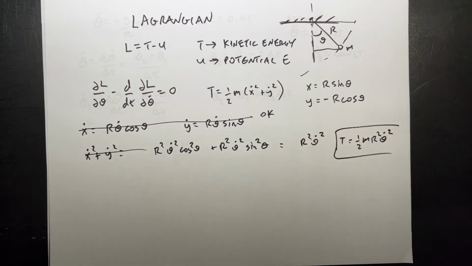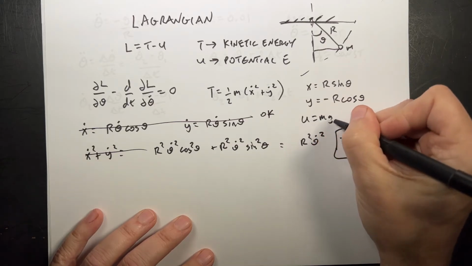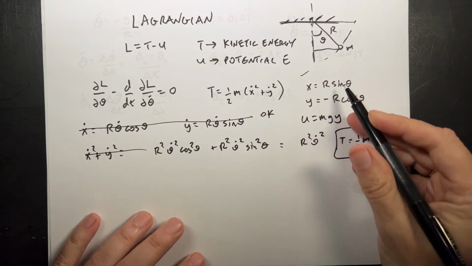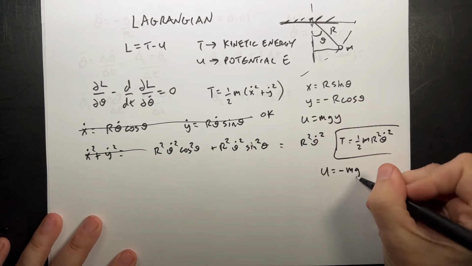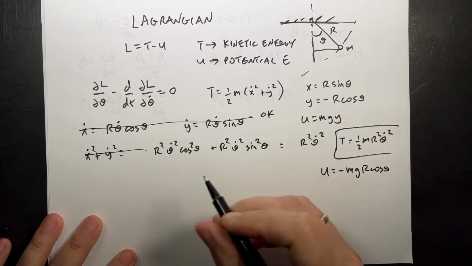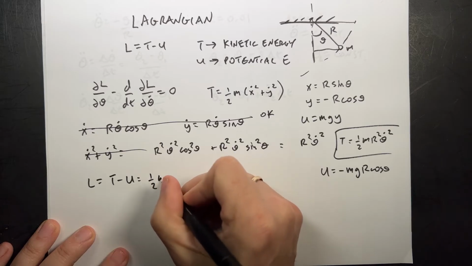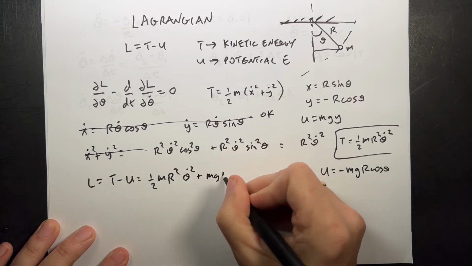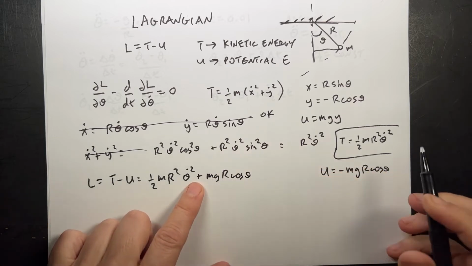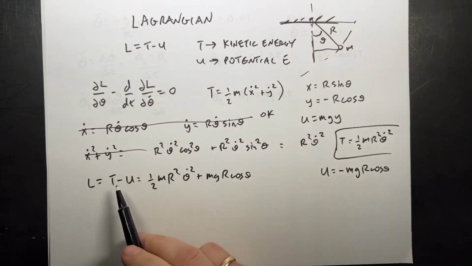Like that. Now what about the potential? Again, I know U is mgy. So I just put in my value for y, and I get U equals negative mgr cosine theta. Now I can write the Lagrangian. T minus U is 1/2 m r squared theta dot squared plus mgr cosine theta. So it's plus in this case because I had the potential's negative and then the Lagrangian's negative minus U. There I have the Lagrangian.